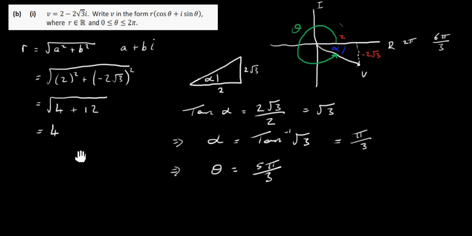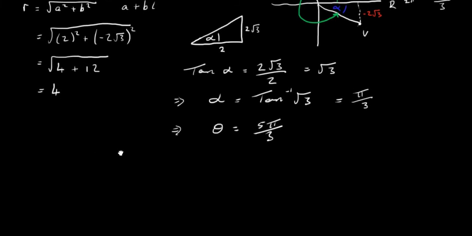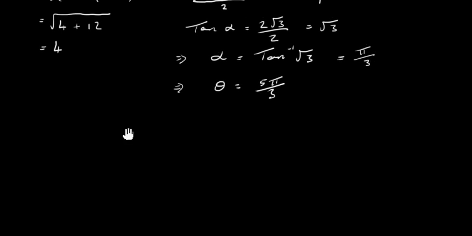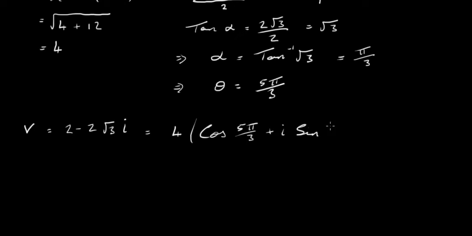Okay, so now we have the modulus and the argument. So let's just write our complex number out in polar form. Our complex number in rectangular form was 2 minus 2 root 3i. So in terms of polar form, it's going to be r, which is 4, cos theta, which is cos 5 pi over 3, plus i sine 5 pi over 3. And that's it. This is our polar form of our complex number. This is our rectangular form of our complex number.